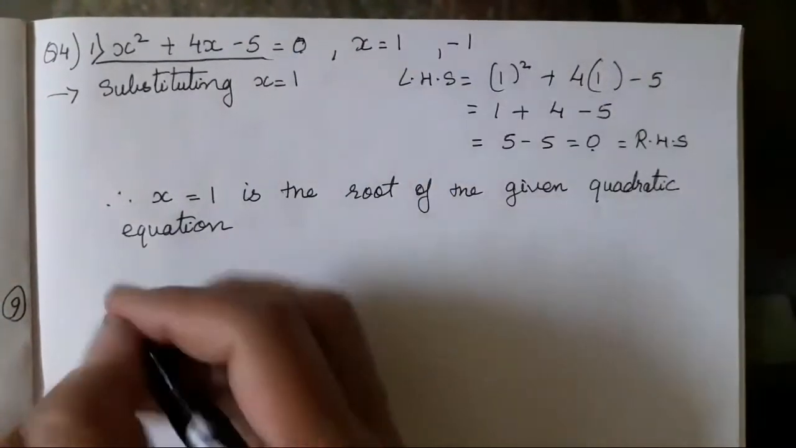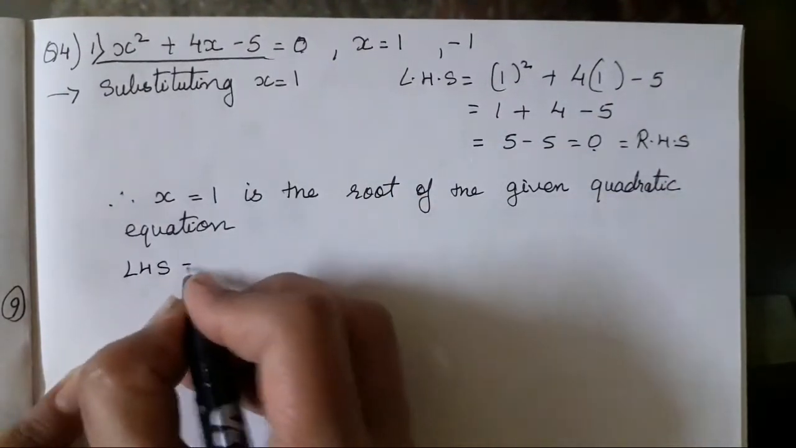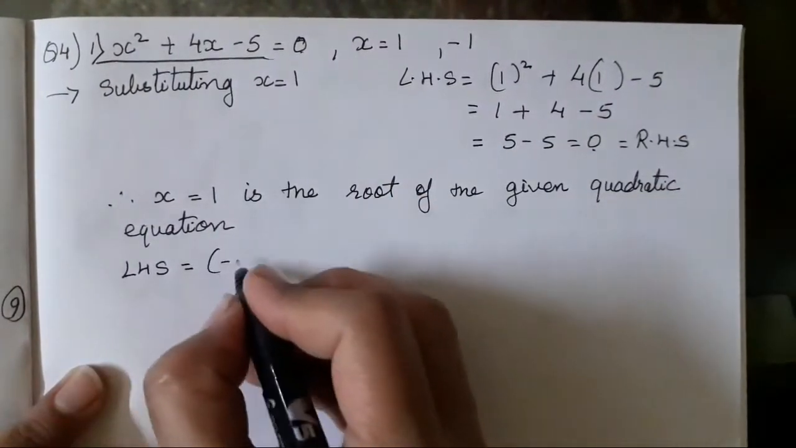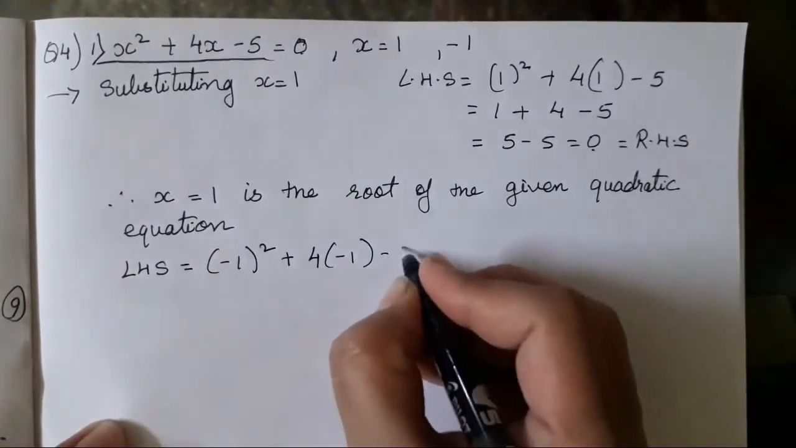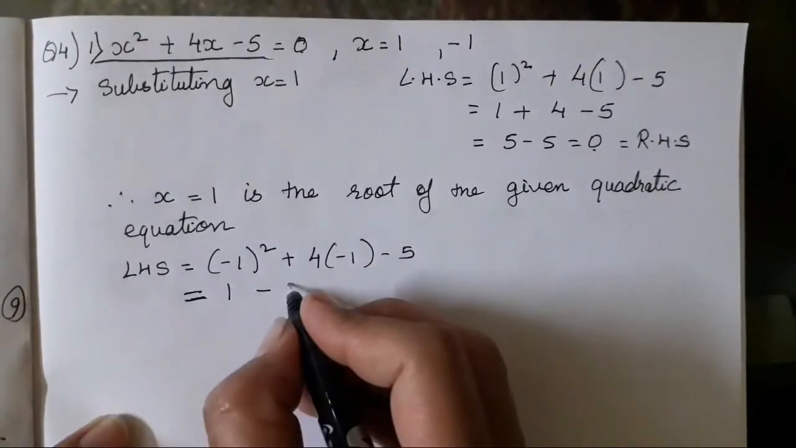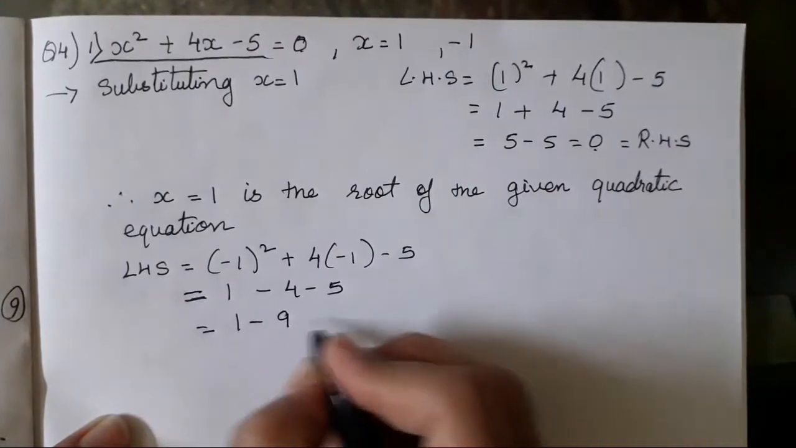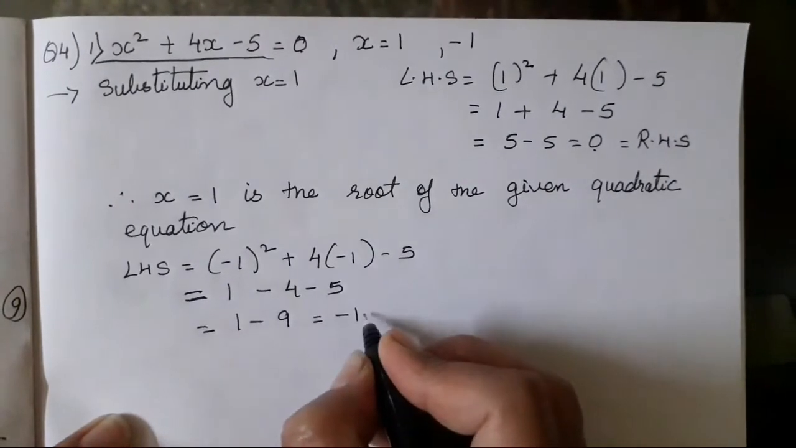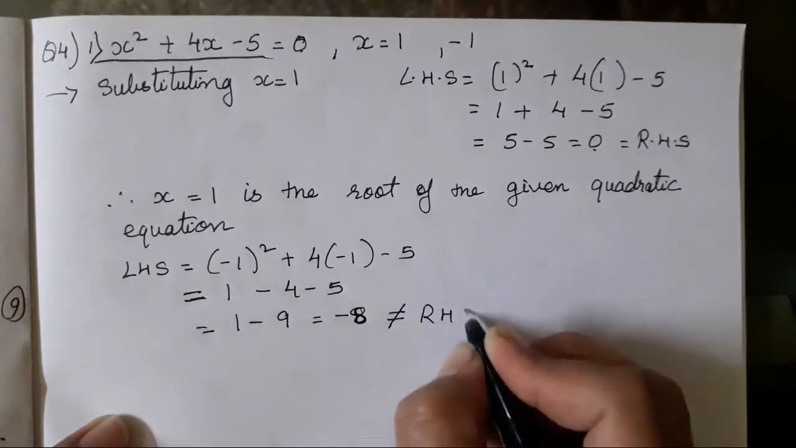Next we have to take x is equal to -1 in the same equation, same pattern. LHS means left hand side numbers you all have to take by substituting x is equal to -1, which will be 1 minus 4 minus 5, which is equal to -8, which is not equal to RHS.